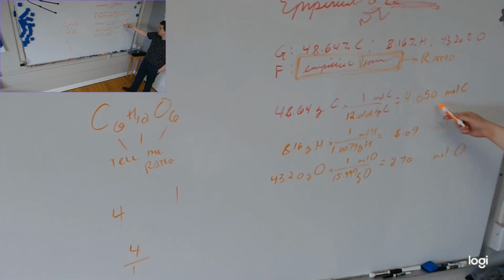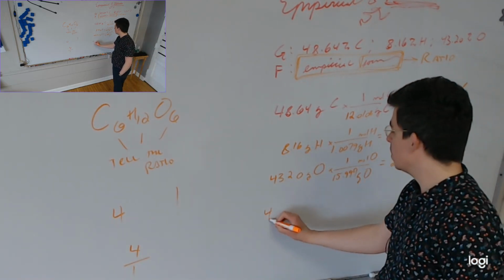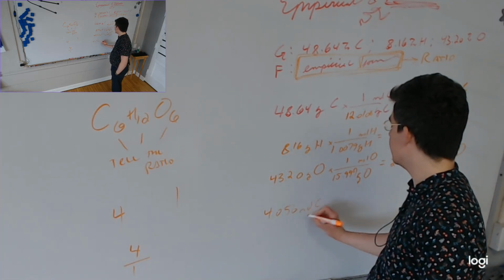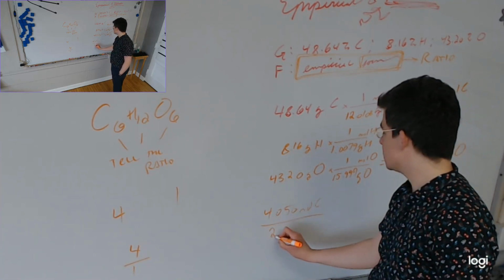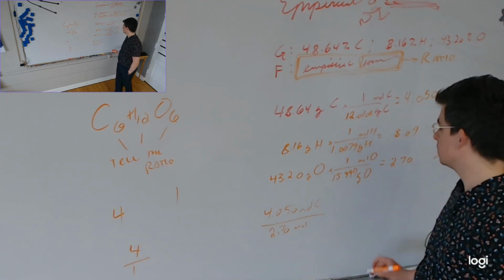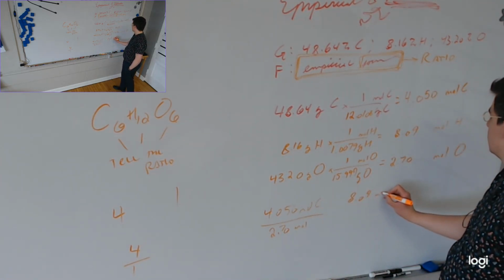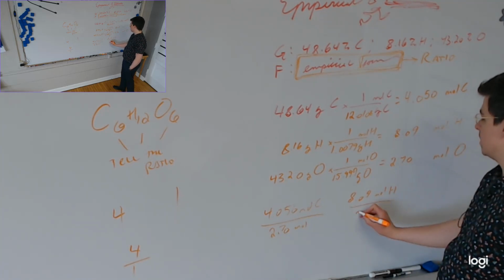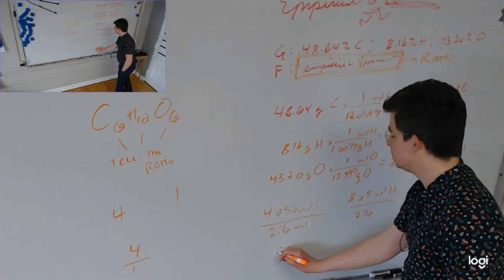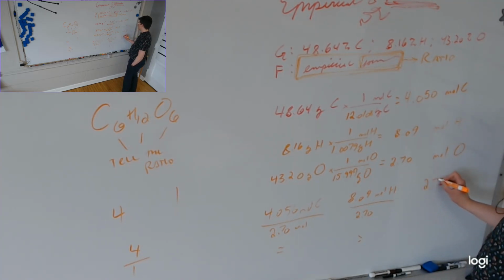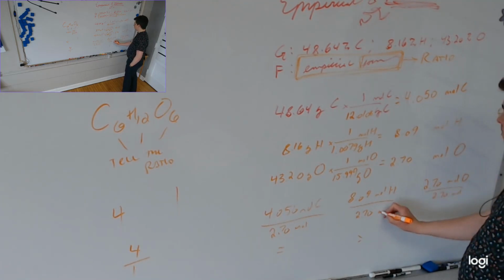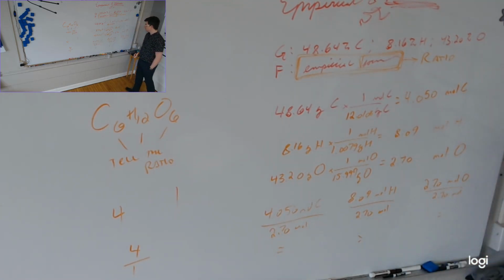Anyway, to find the ratio of all these things together, we're going to divide by the smallest, right? So 4.050 moles of carbon divided by the smallest one, 2.70. We're going to have 8.09 moles of hydrogen divided by 2.70. And we're going to have 2.70 moles of oxygen divided by 2.70. Well, this one's easy. What's 2.7 moles of oxygen divided by 2.7 moles? 1. Okay?